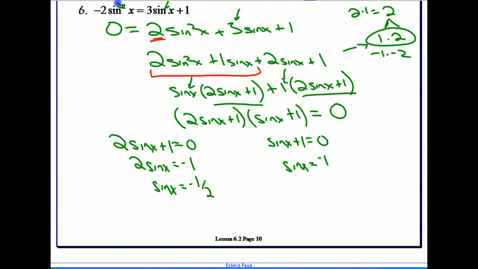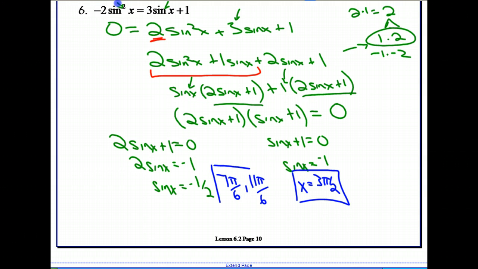Look in the unit circle. Where does the sine, let's do negative 1 first, that's easier. That's the y-coordinate. Where's the sine negative 1? Look in your unit circle. You should notice at 3 pi halves. Second one, where's the sine negative 1/2? You're looking in the third or the fourth quadrant. Sine is the y-coordinate, so are you thinking 7 pi 6 and 11 pi 6?